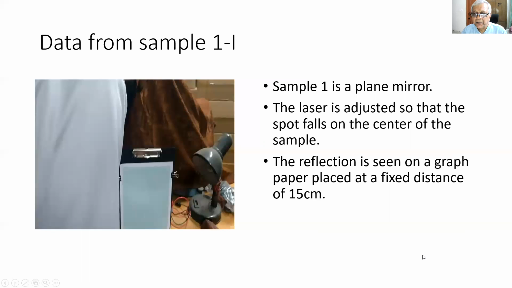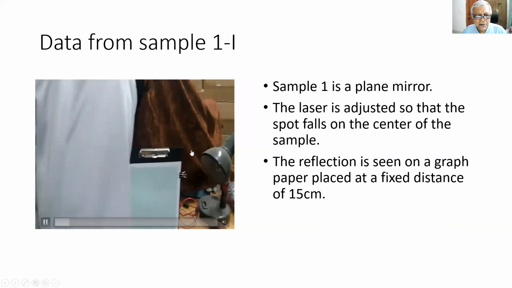Sample one is a plane mirror. The laser is adjusted so that the spot falls on the center of the sample. The reflection is seen on a graph paper placed at a fixed distance of 15 centimeters. That is the distance from the center of the sample holder to the graph paper. I'll just show the way that we set up this experiment.